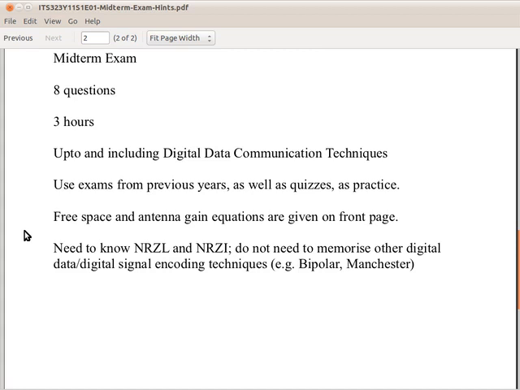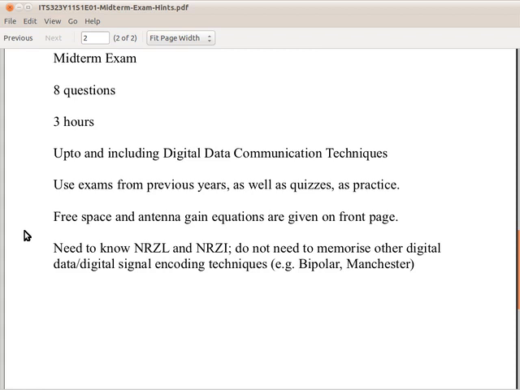Those two equations were given. The other thing that you don't have to remember: you need to know non-return to zero level and non-return to zero invert on ones. They're the two simplest ones. The others, Manchester, bipolar, AMI, you don't need to remember how they work. But if I gave you a description, Manchester encoding is when you have a bit 0, you have high to low, and when you have a bit 1, you have low to high. If I gave you a written description, you could answer some question about it, but you don't need to remember what Manchester encoding is. You need to remember these two, or you may need to.